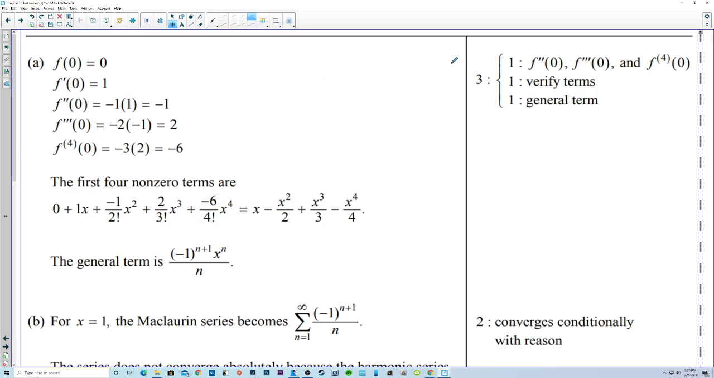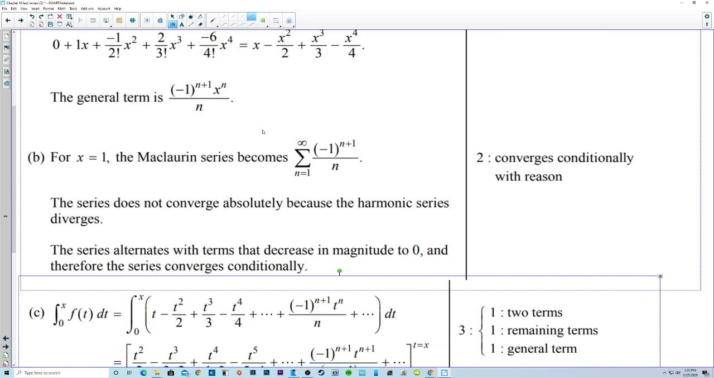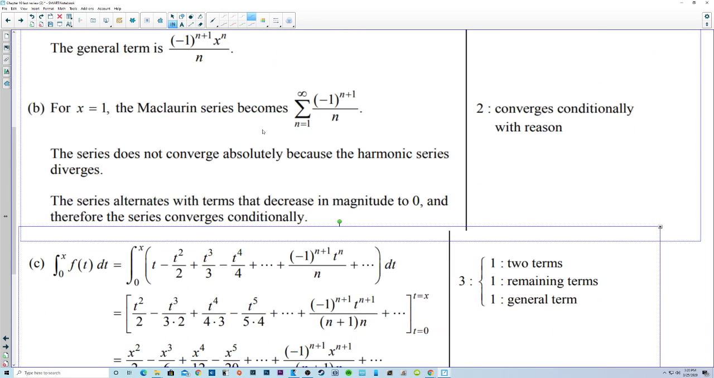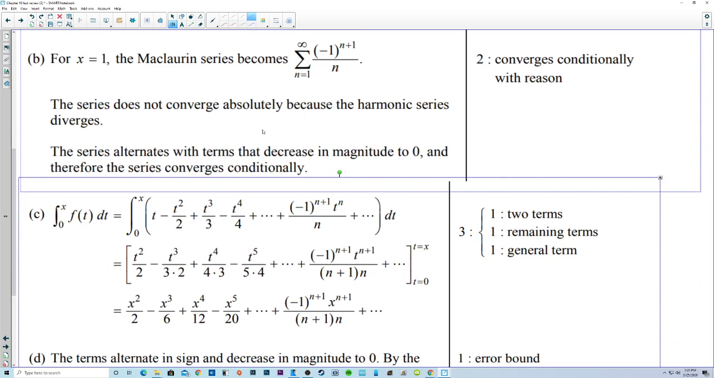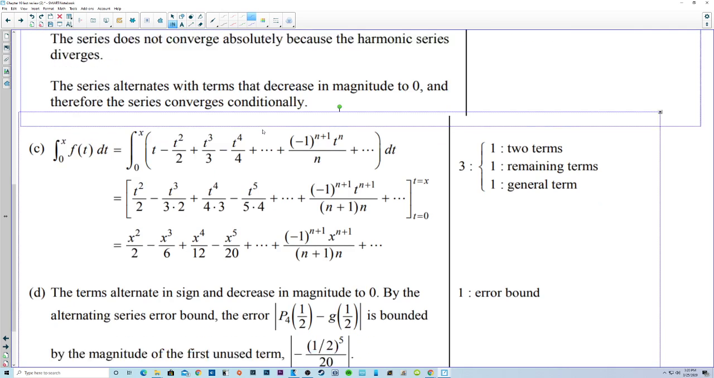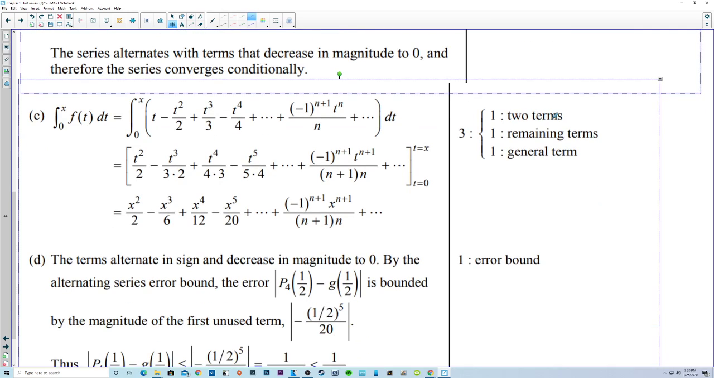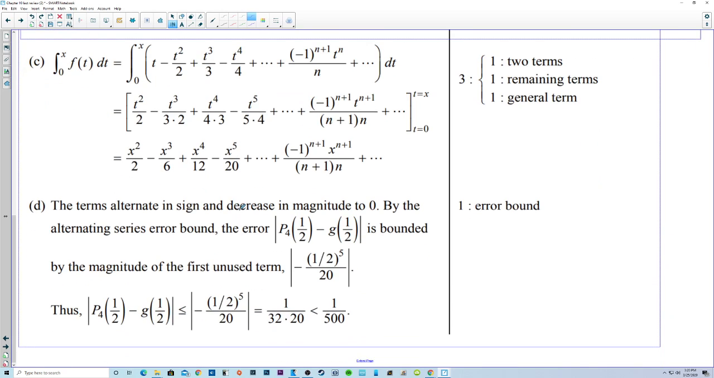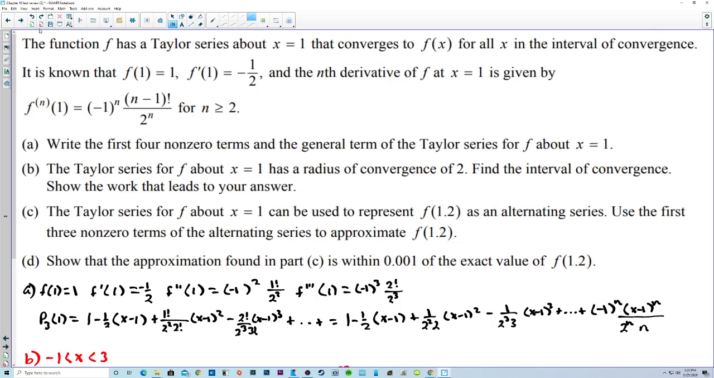Here's the rubric. 1 for the derivatives, 1 for verified terms, 1 for the general term. Here we have 2 for converges conditionally with reason. Letter C, 1 point for 2 terms, 1 for the remaining terms, and then 1 for the general term. And then finally, letter D, 1 for the error bound, kind of the process. You have to show the process.